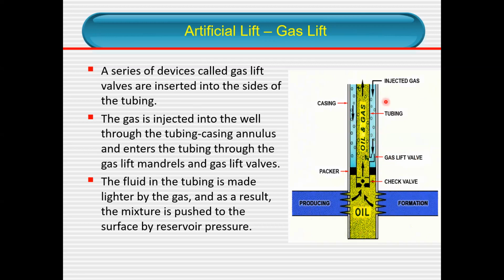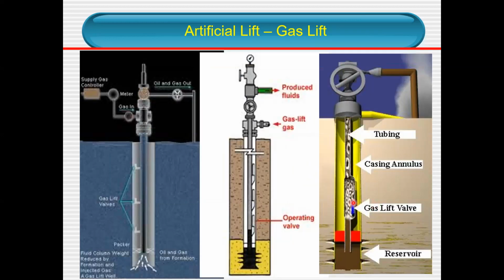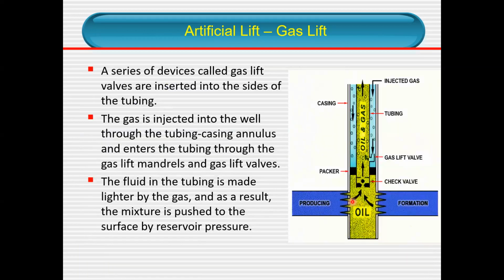So simply put it this way, why gas lift? Gas is going to make the crude oil lighter in the tubing. When it is lighter, you can produce the crude oil to the surface much easier, because there is not as much hydrostatic pressure pushing downward. So with gas, it is much easier. It is much lighter to produce the crude oil.